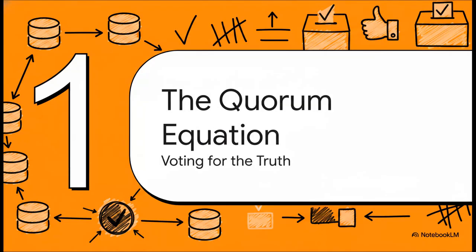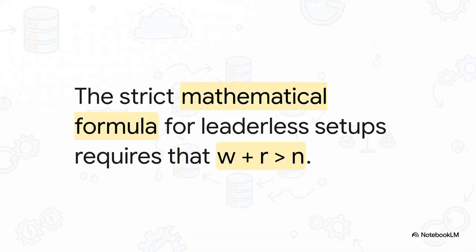All right, moving into our first major topic, the quorum equation, voting for the truth. So this brings us to the most pressing engineering question. If there is no boss node explicitly dictating the order of operations, and any node can accept a write at any given time, how on earth do we guarantee data accuracy? How do we know what the actual truth is when we go to read a record? Well, the answer lies in transforming database reads and writes into an election.